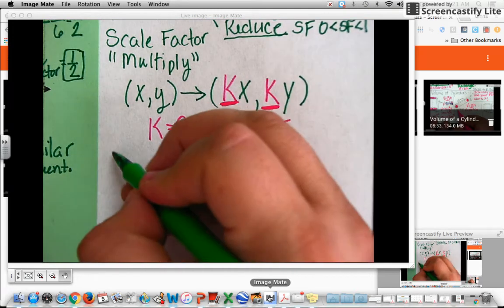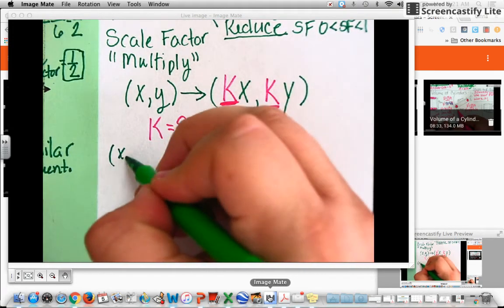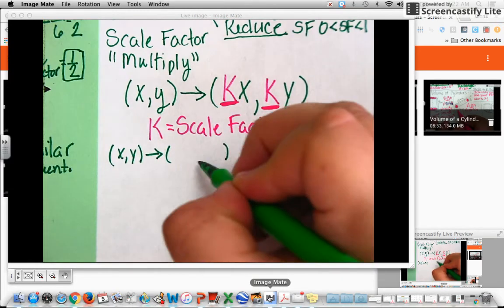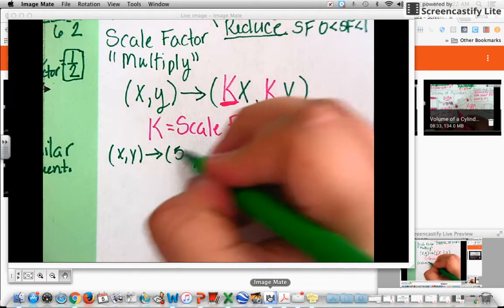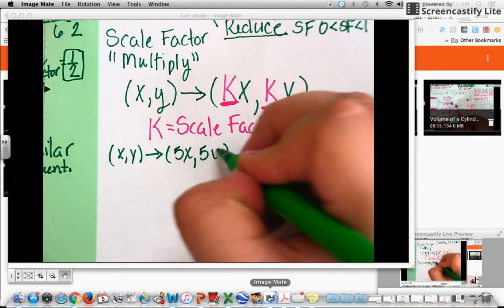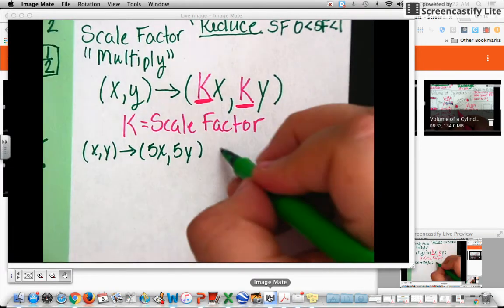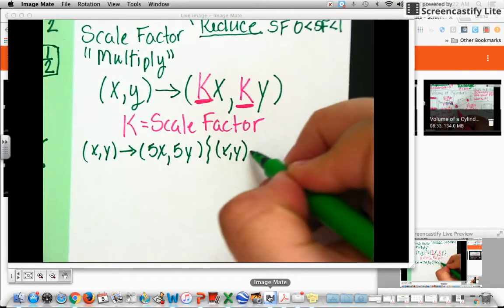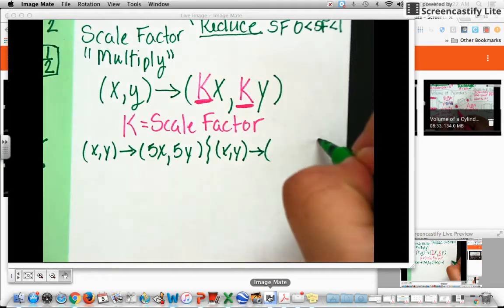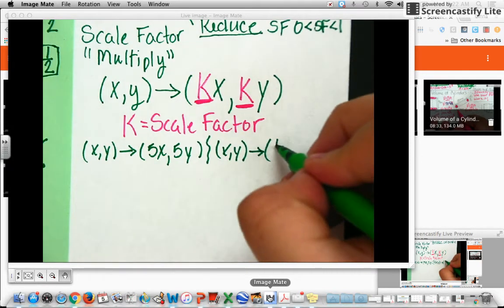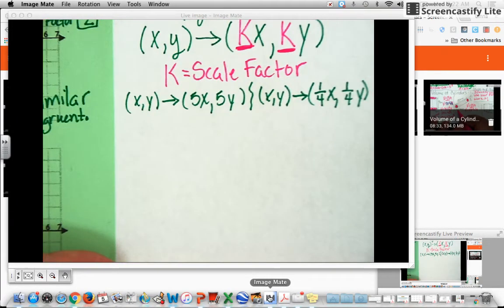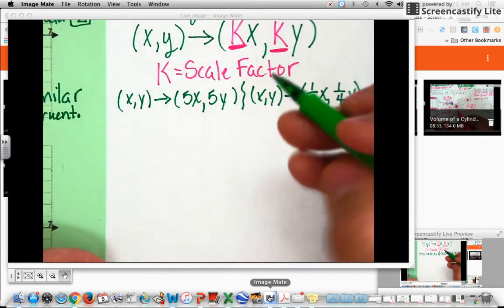So real quick, we're going to just come back to the side right here. And if you would, write this down, x, y. And we're going to do one here, and we're going to do 5x and 5y. And then right next to it, we're going to do one more, and we're going to draw a little line there. So the x comma y, the original, was changed to 1/4 x, 1/4 y. All right, so tell me about this. What can you tell me by just looking at this? What is the scale factor?